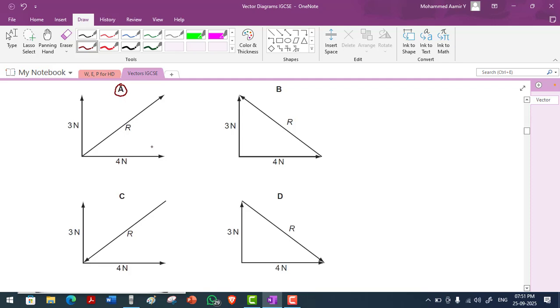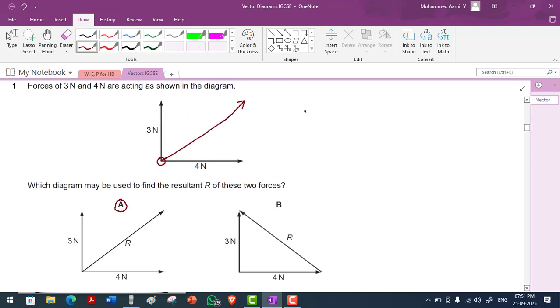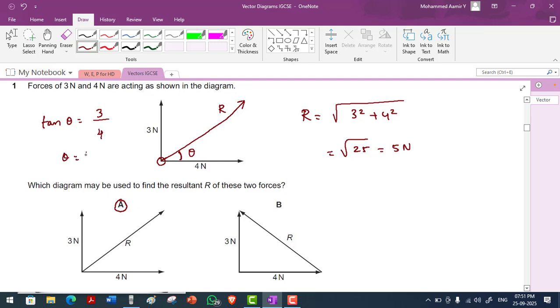If they ask what is the magnitude of that R, then we have to use the Pythagoras theorem. So if this is R, I will use R is equal to root of 3 square plus 4 square. 3 square will be 9, 4 square will be 16. So root of 25, which is equal to 5 Newtons. If they ask what is the angle here, to the horizontal, then I will go for tan theta, that is equal to opposite over adjacent. Opposite is 3 and adjacent is 4. So theta will be equal to tan inverse of 3 by 4.